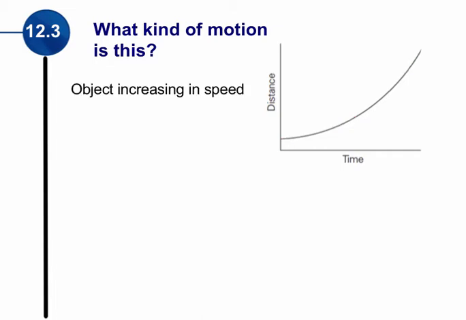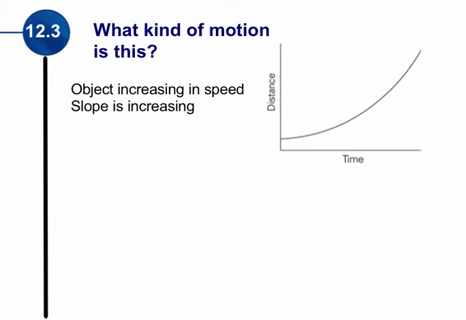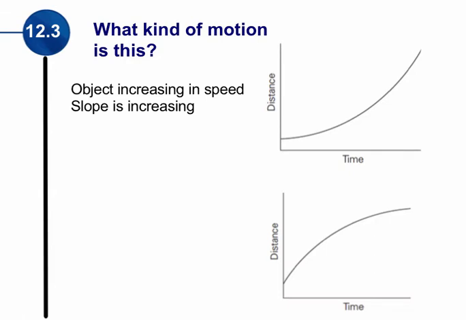It is actually getting faster as time ticks away. The slope at any individual point is increasing. So if we were to compare the slope of a line right here compared to down here at the starting point, notice how much steeper this line is. And if we look at a straight line right here, same idea. Steeper slope, increasing speed.